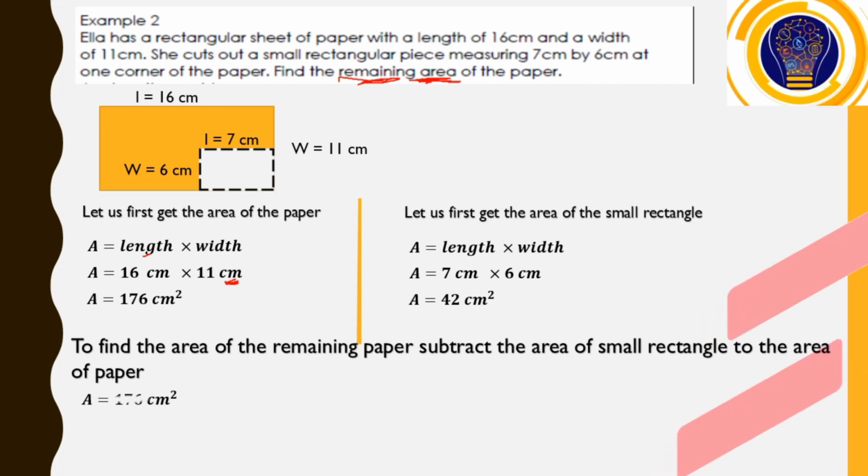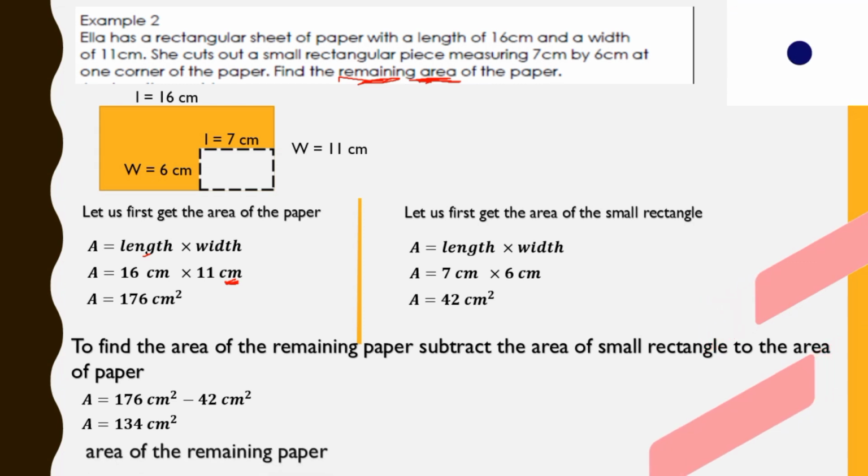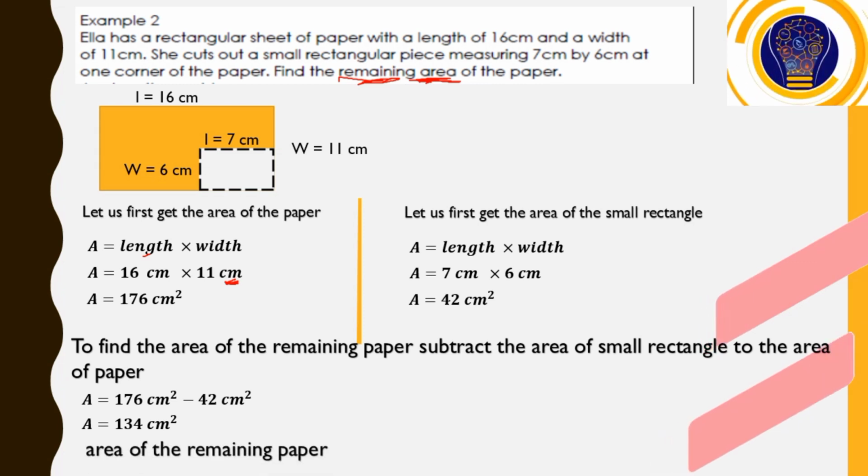Now, to get the area of the remaining paper, we subtract the small rectangle from the area of the paper, and that is 176 centimeters squared minus 42 centimeters squared. The answer is 134 centimeters squared. And that is the area of the remaining paper.